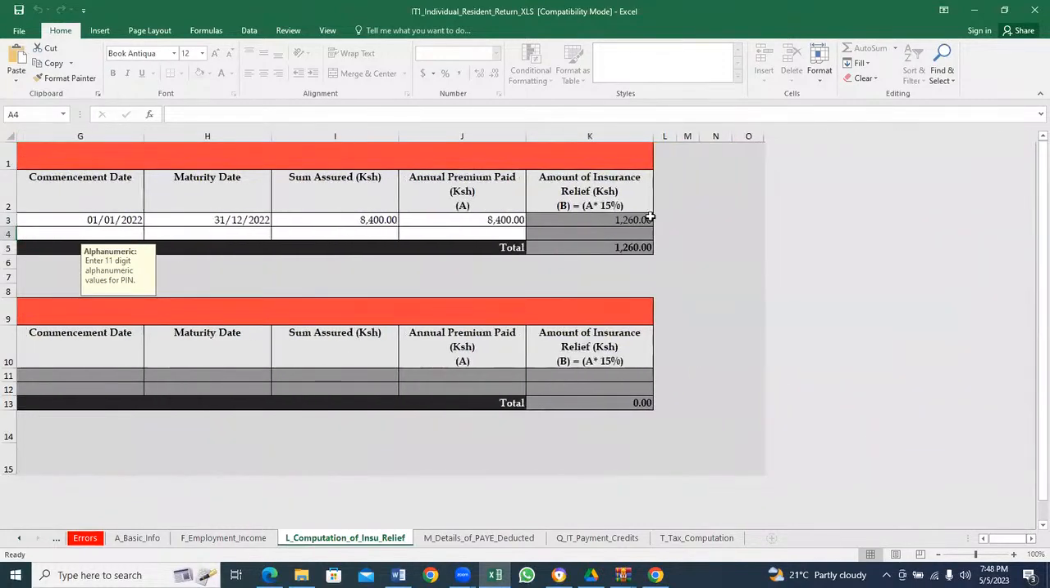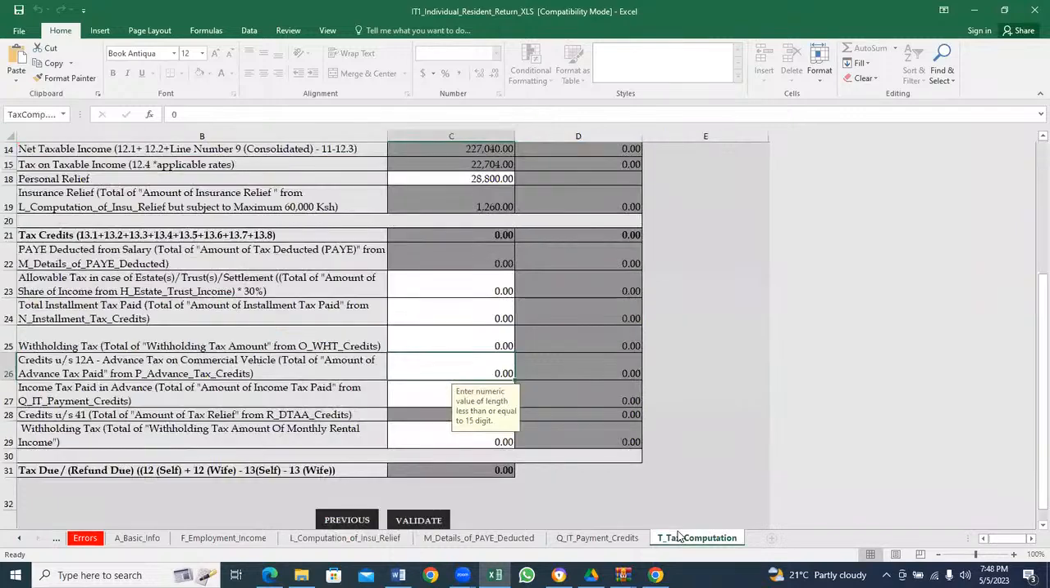So that you can see the system has already calculated the relief for you, 1260. So see the final figure here. You see it is still 0. Unaona hapa bado ni 0. Are you able to see this?